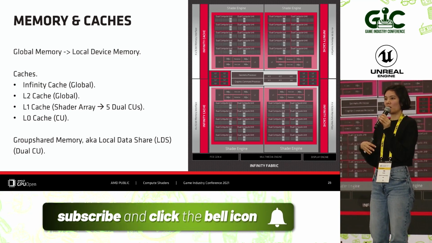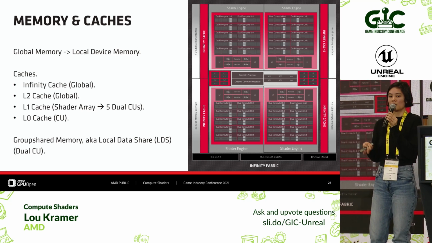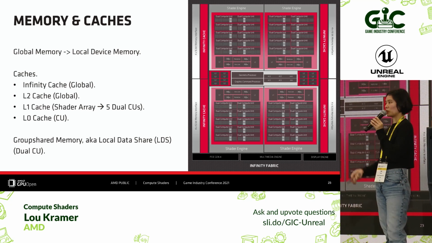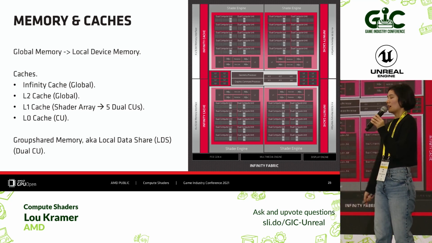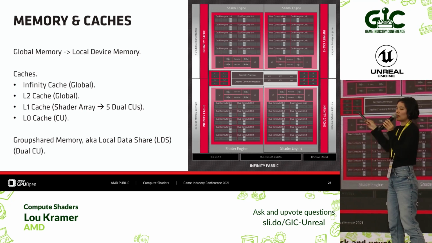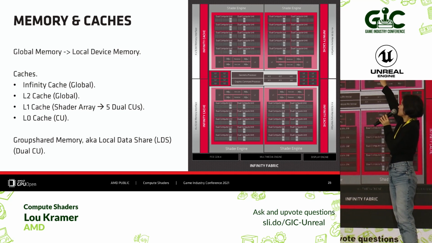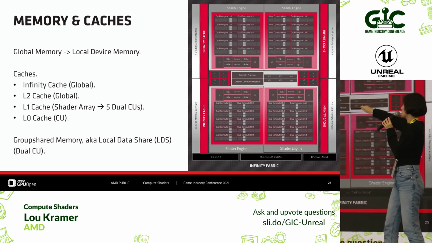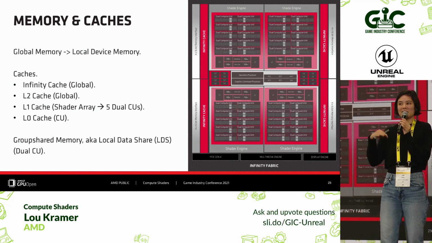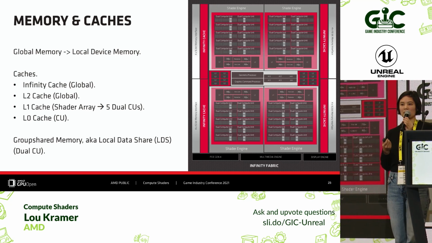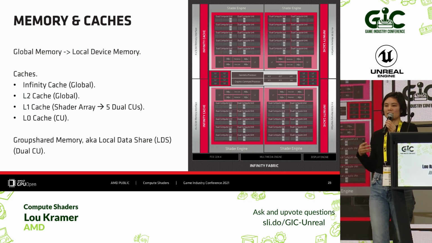Then if we go one level further down, we end up in the L1 cache. And the L1 cache is not global anymore. We have one L1 cache per 5 dual compute units, which means a thread in this group of dual compute units sees what's happening in this L1 cache. But a thread in this other group does not see what's happening in this L1 cache. It's only seeing what is happening in its own L1 cache. So it's not global anymore. And then there's even one level further down, which is the L0 cache, and the L0 cache is unique per compute unit, not per dual compute unit. In the next slide, you will see what I mean with that.